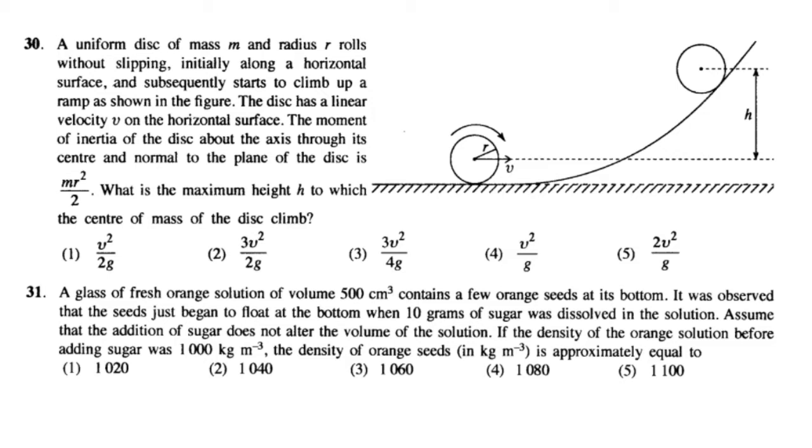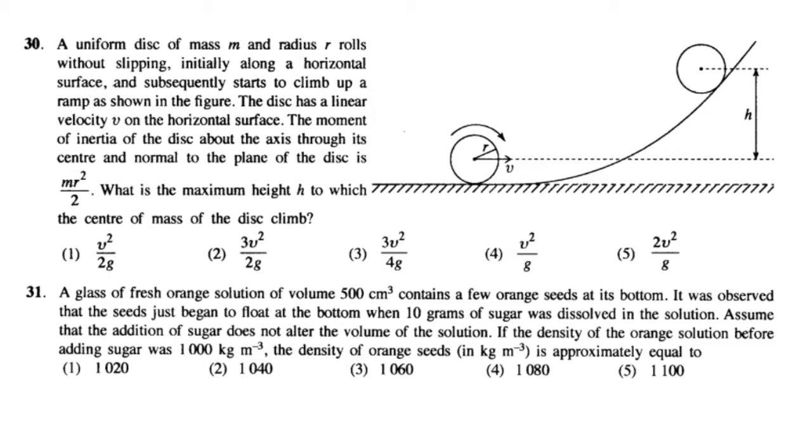One is rotational kinetic energy. The other one is the linear kinetic energy. Rotational kinetic energy is given by half I omega squared. I is the moment of inertia. Omega is the angular velocity. So rotational kinetic energy is half I omega squared.